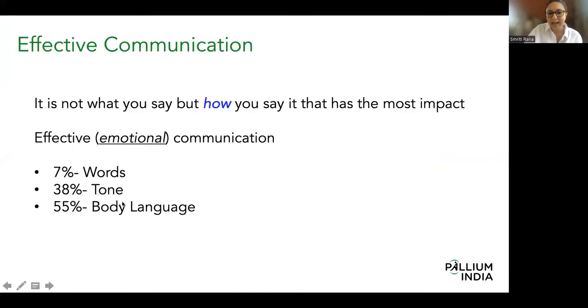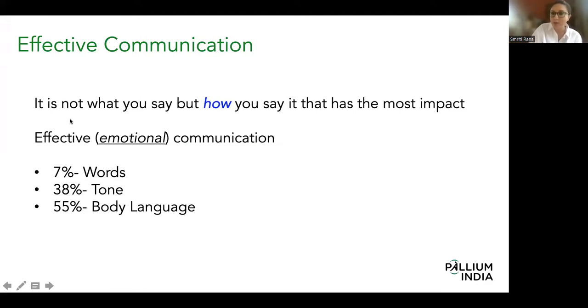Okay, and effective communication: it is not what you say, but how you say it that has the most impact. Now, this is a statement that has been in our communication training circles for a very long time. I personally disagree with this statement because it's not entirely true. What you say is as important as how you say it. So I don't agree with the statement.